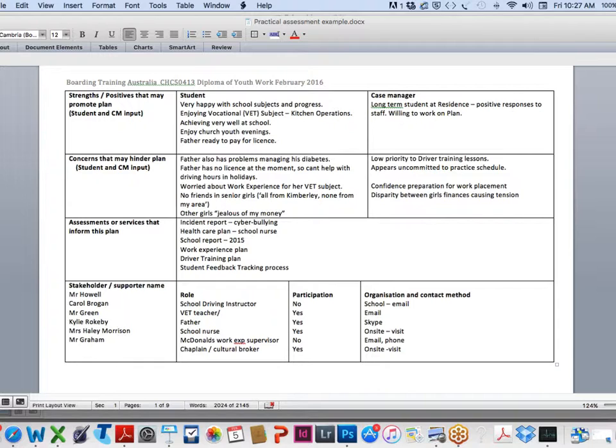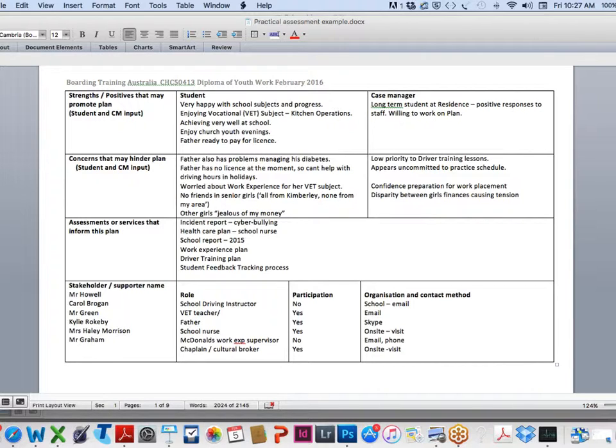So you can see the next section says assessments or services that inform this plan, and we've got the incident about cyberbullying, the report about that. The nurse already has a healthcare plan for her diabetes, but we're going to work with that and the nurse to action that a bit stronger. We're looking at her school reports, of course, and they're very positive. We've got her work experience plan that she's done for the year with her work experience coordinator. We want to help focus in on that and her driver training plan.